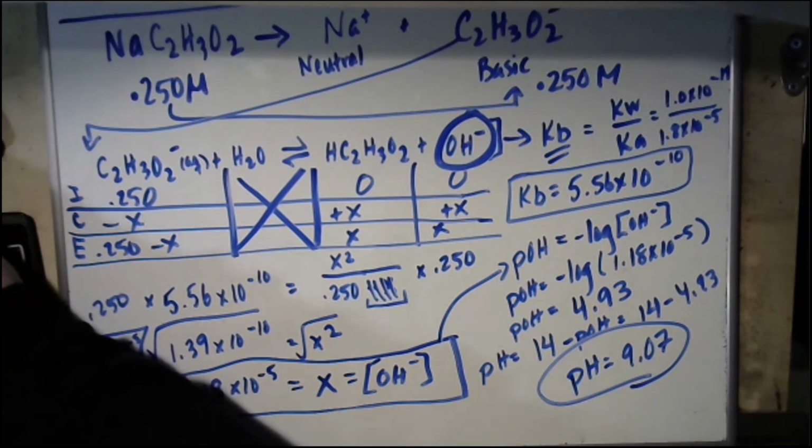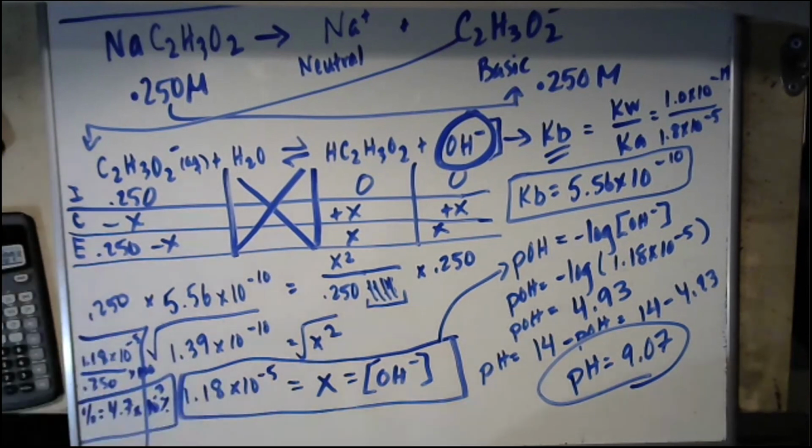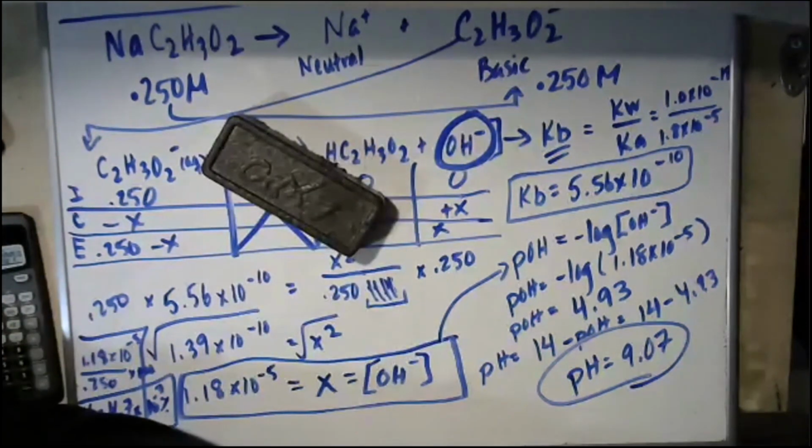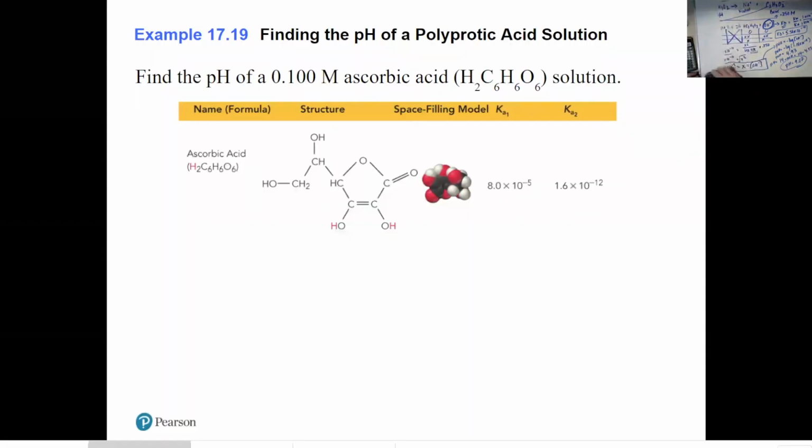Okay, we're going to look at one more problem. Let me put it up while I erase it so you can start looking at it. In this problem, we're looking to find the pH of ascorbic acid, and ascorbic acid is a polyprotic acid. Hopefully we remember what a polyprotic acid is. It means it has more than one ionizable hydrogen, so it can contribute more than one proton to a solution.